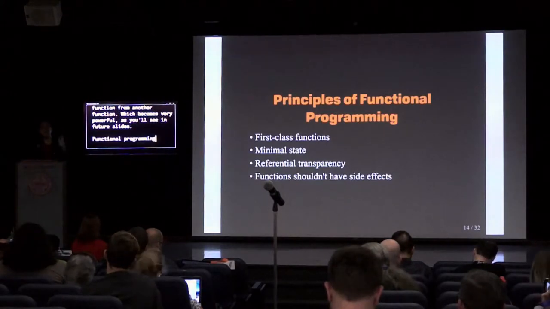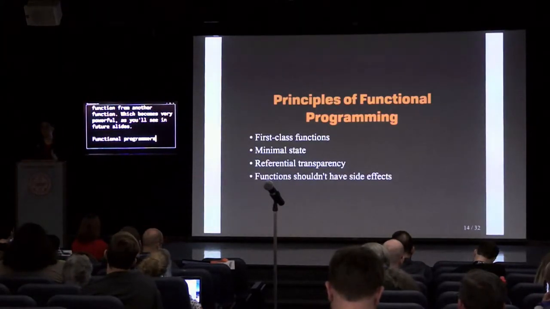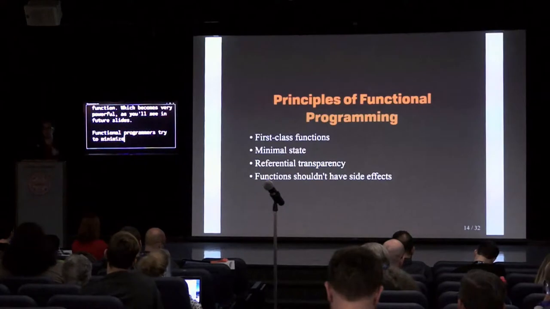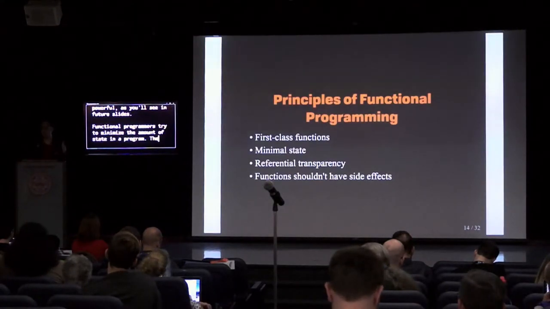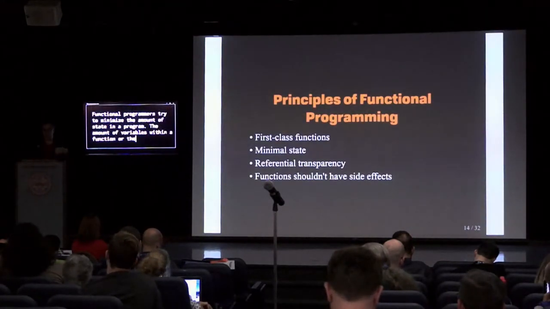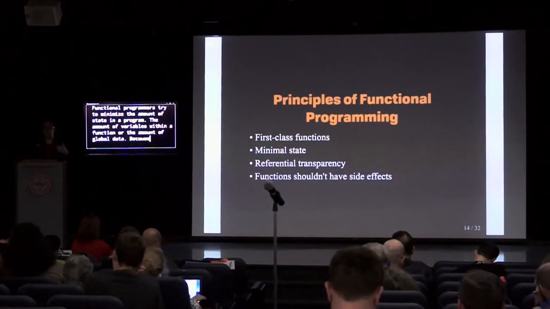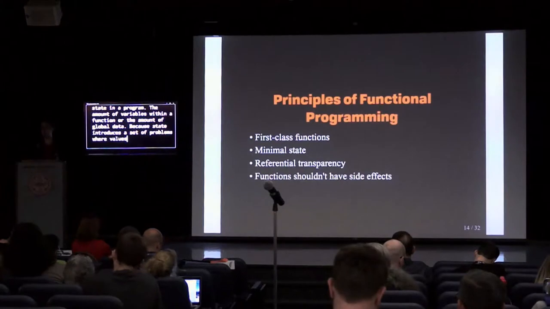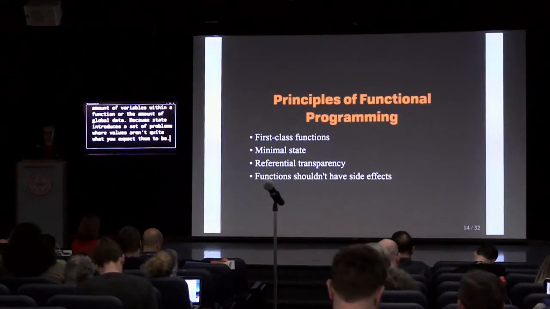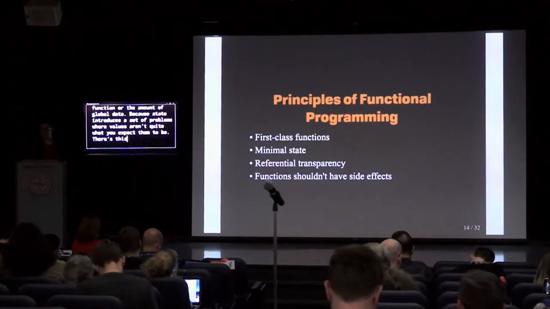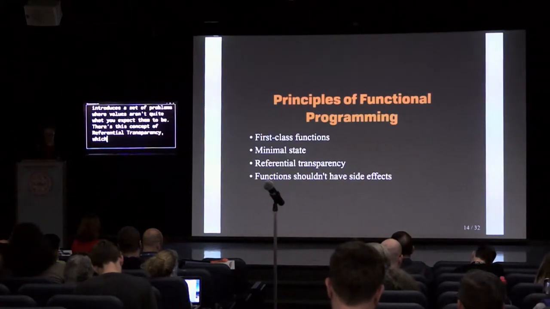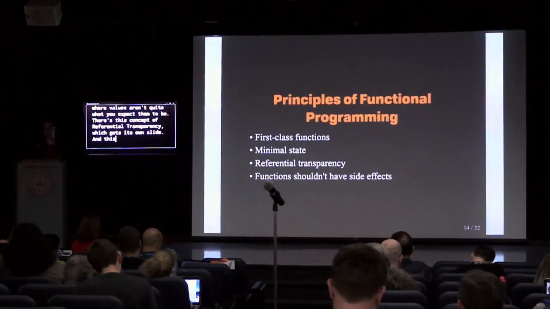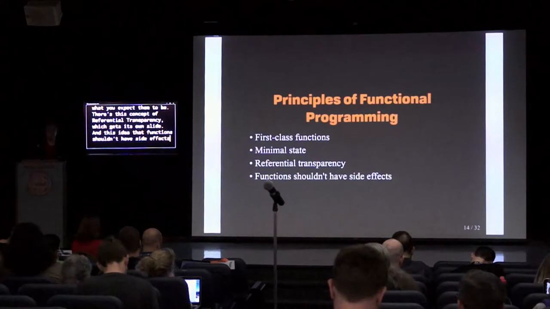Functional programmers try to minimize the amount of state in a program, the amount of variables within a function, or the amount of global data. Because state introduces a set of problems where values aren't quite what you expect them to be. There's this concept of referential transparency, which gets its own slide, and this idea that functions shouldn't have side effects.